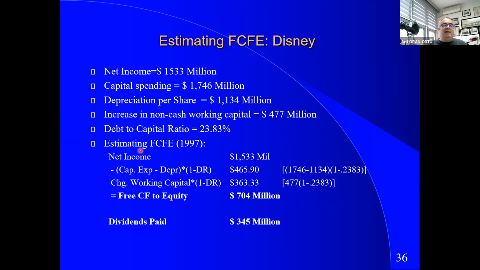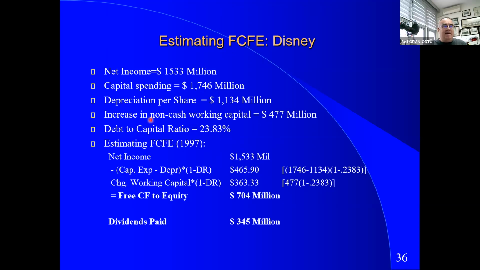So estimating the free cash flow for 1997 of Disney, start with net income, 1.5, minus net capex. So the difference between this and this, that's about 600 million, multiplied by 1 minus the debt ratio. Okay, so if this is 24%, about 76%. 76% of 600, about 465 of the net capex needs to come out of net income.